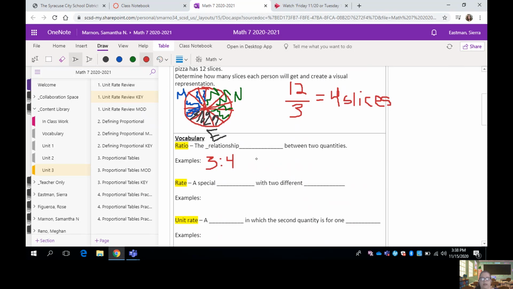I could have written 2 to 5. That's another ratio, right? Or I can write my ratios kind of like this, like we did here, and said 4 to 6, that's another ratio example. So we can write those all 3 ways.